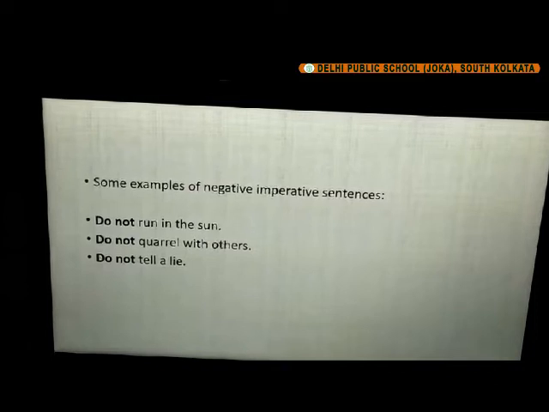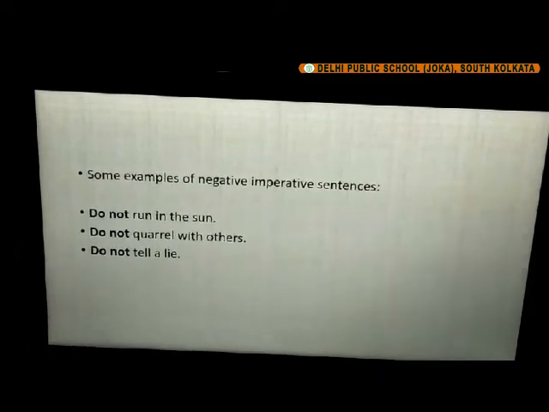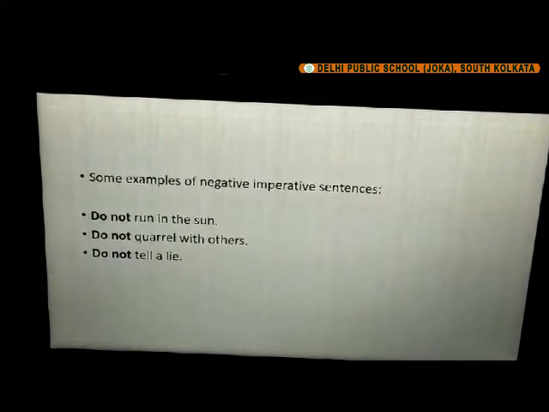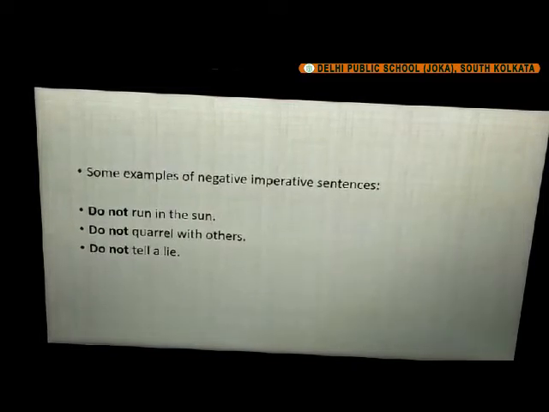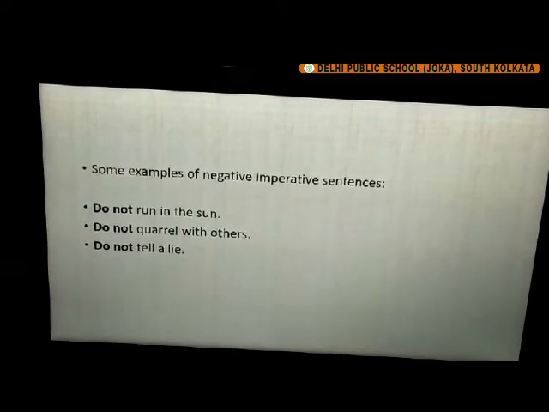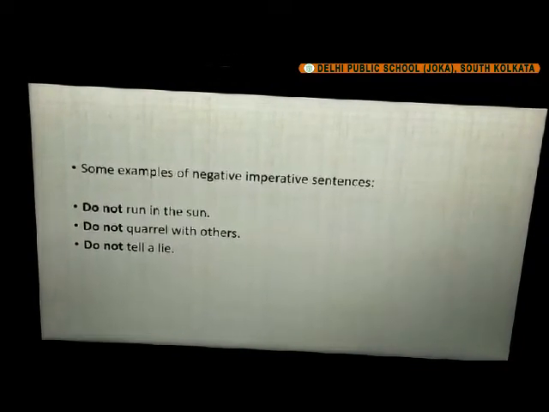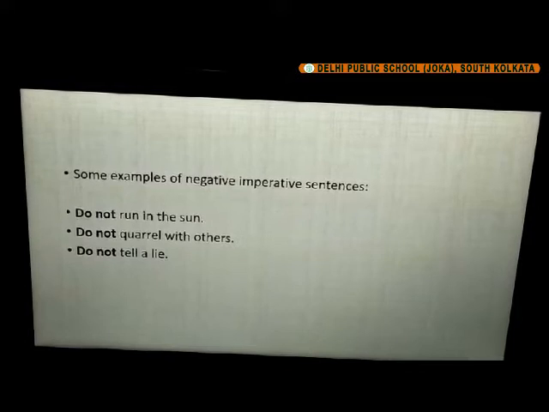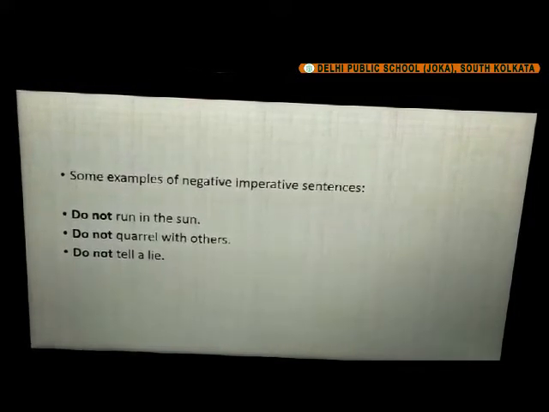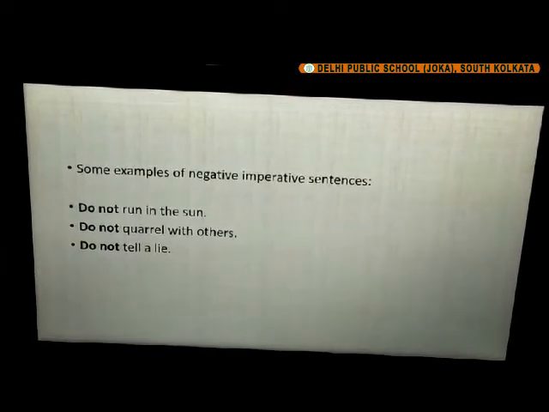Now, so far we have looked at examples of negative sentences which are assertive in nature. But remember, you can also form negative sentences which are imperative if you begin the sentences with do not. Some examples are given here for you. Do not run in the sun. Do not quarrel with others. Do not tell a lie. So these sentences are imperative because they denote some kind of a command, and at the same time they are negative.